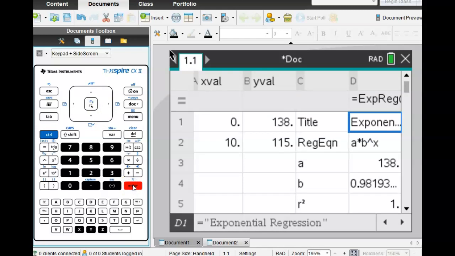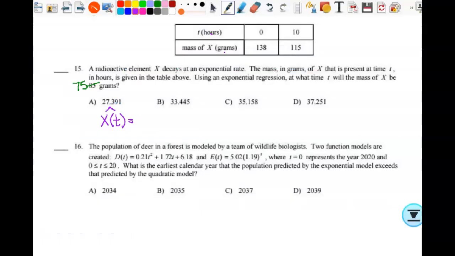There is my function. So that's 138.9819 to the x power. Now, remember, I am not typing those numbers back into the calculator. All right? That's why we didn't even necessarily need to write them down, but I just want to make sure everybody's with me. So what this is telling me is basically that x of t is equal to 75.